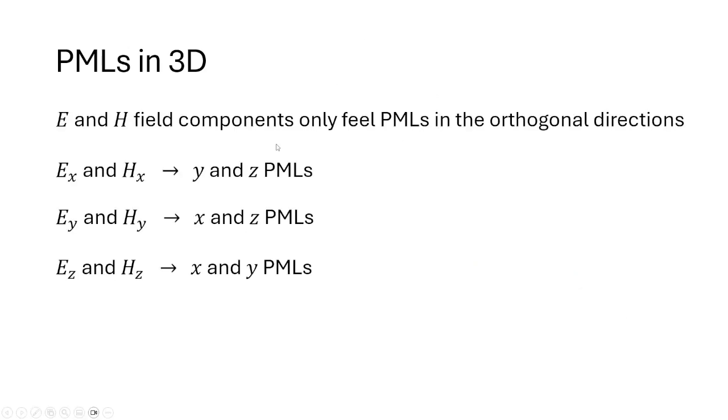Okay, right, so this is just summarizing what I just said. The E and H field components only feel the PMLs in the orthogonal directions. So for EX and HX, you only have to account for the Y and Z PMLs. Again, we're solving for EX in our FDTD code, so we need to account for that Y PML, but in 3D, we'd also need to account for Z. For EY and HY, you only need the X and Z PMLs, and for EZ and HZ, you only need the X and Y PMLs. And again, since we are doing HZ, we need to account for the Y PML. So that's it. That's all I have prepared for this video.